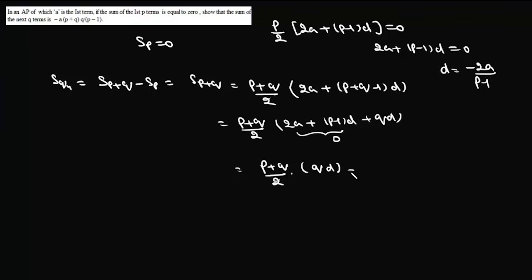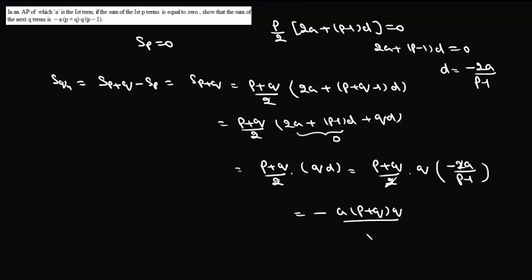So we can write this as (p+q)/2 into q, and this is minus 2a upon p minus 1. Now this 2 and 2 will cancel, so it will be minus a(p+q) into q upon p minus 1, which is what we need to prove in this question.